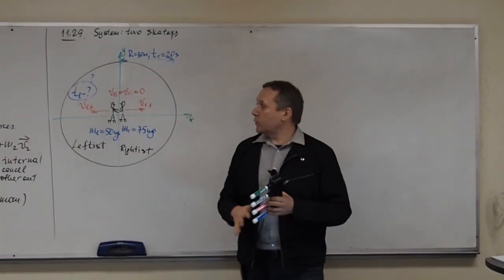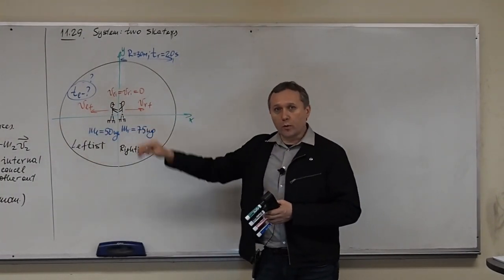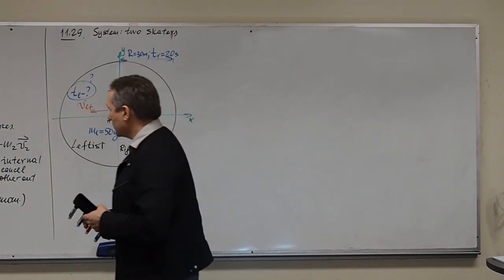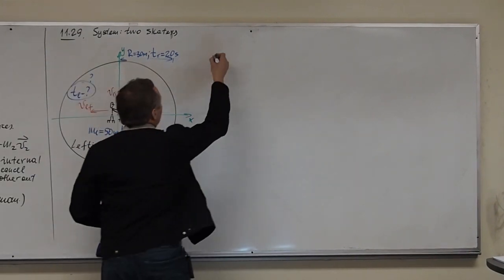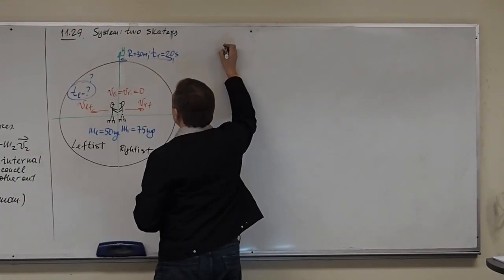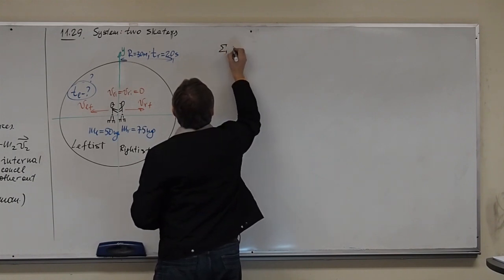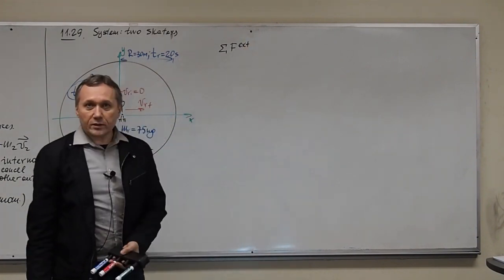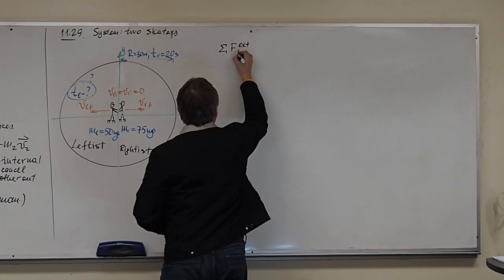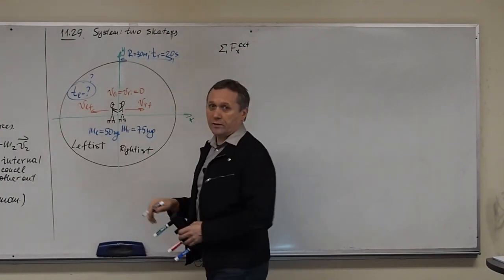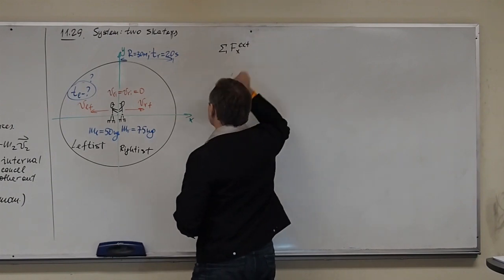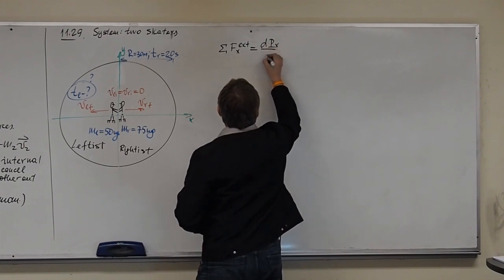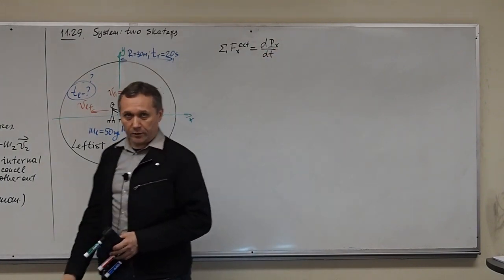Again, we have one-dimensional motion, two objects. We can apply what we reviewed at the very beginning. What we use in this problem is that the net external force acting on the system in a certain direction, we're going to use the x direction because our motion is in the x direction, equals the rate of change of the total linear momentum in the x direction.